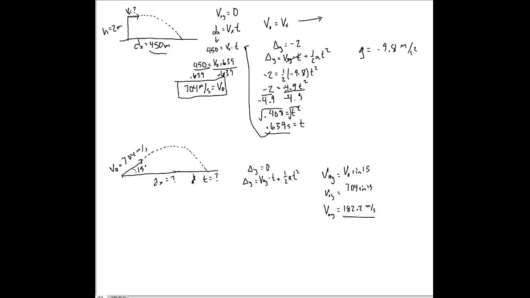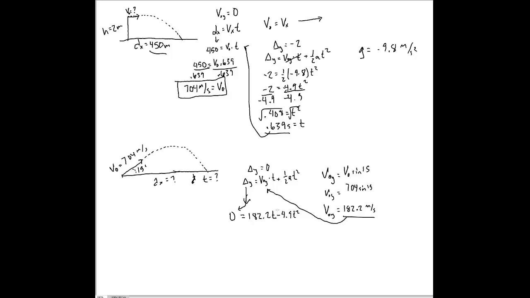So now take what we got for v0y and plug it back in up here. And we know that delta y is 0. So 0 equals my v0y, 182.2 times time, which is what I'm looking for, and then 1/2 a. You can just rewrite 1/2 a as negative 4.9 t squared. As long as we are on Earth, a will be negative 9.8.